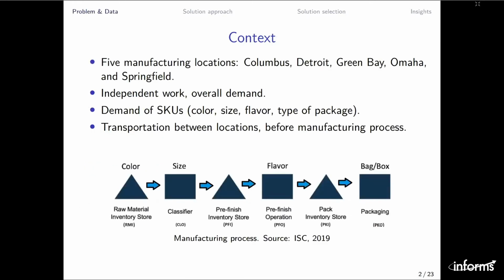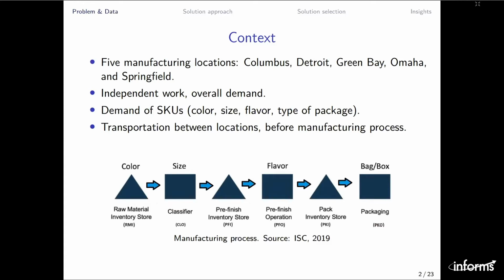To give some context, JBM has to plan its 6-month production of jelly beans to cover the seasonal demand of October. To do this, they have 5 manufacturing locations or plants: Columbus, Detroit, Green Bay, Omaha, and Springfield. Each plant works independently to cover overall demand for each product or SKU, which has a specific color, size, flavor, and package. Consequently, we can consider that each location faces a local demand.